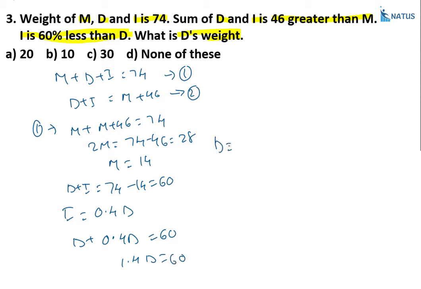So what is D? That is equal to 60 by 1.4, that is equal to 42.8. So what are the options? 20, 10, 30 and none of these. So what is the answer? Answer is none of these.